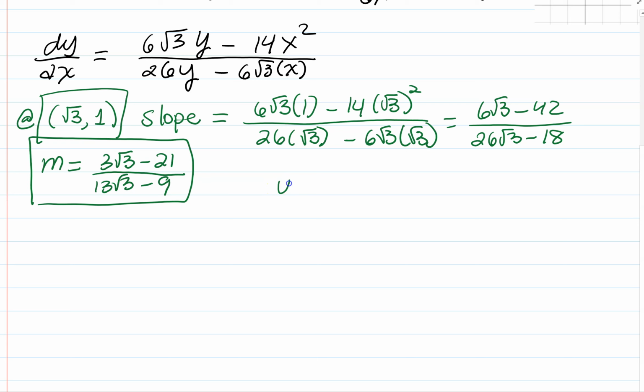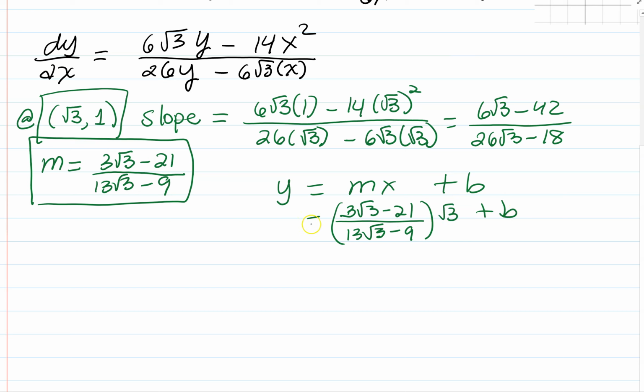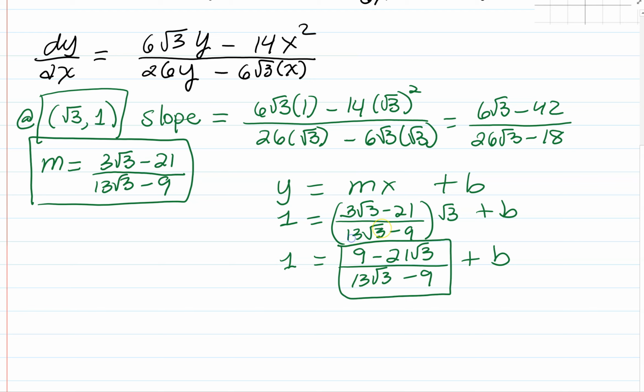It's not looking pretty, but we know y equals mx plus b. m is this thing right here, which is 3 square root of 3 minus 21 over 13 square root of 3 minus 9. x is square root of 3 plus b, and y is 1. So square root of 3 times that is going to be 9 minus 21 square root of 3 over 13 square root of 3 minus 9, plus b, and then 1. So subtract this thing over, and we have b.